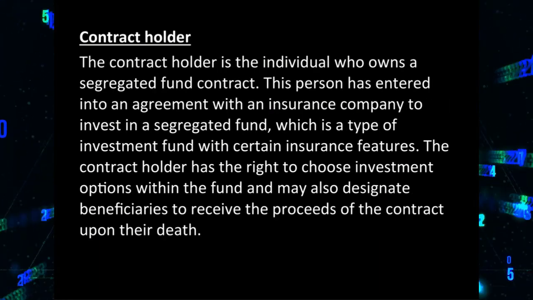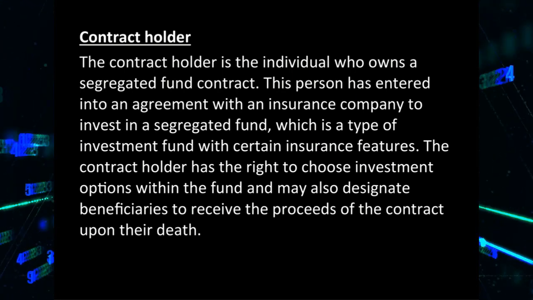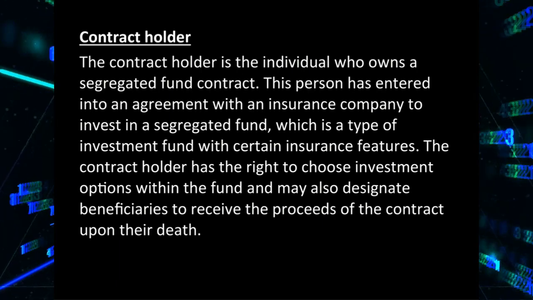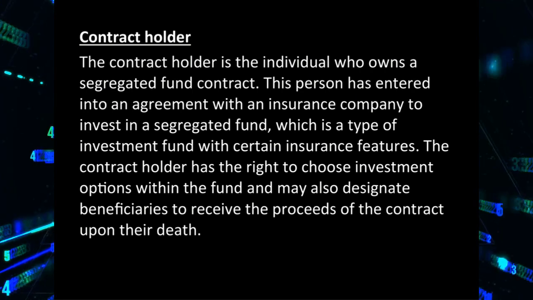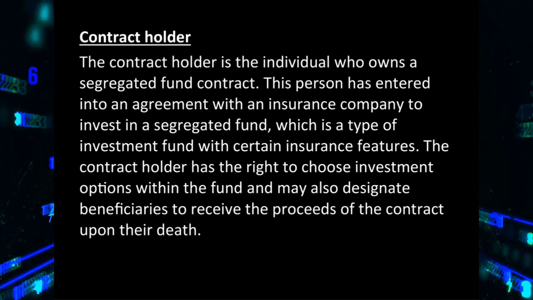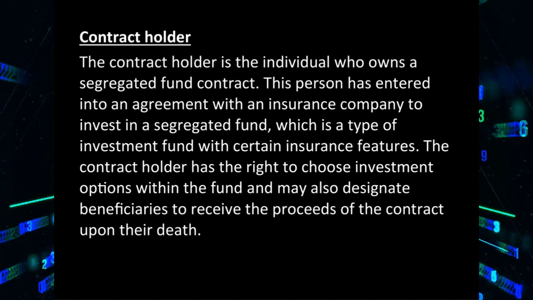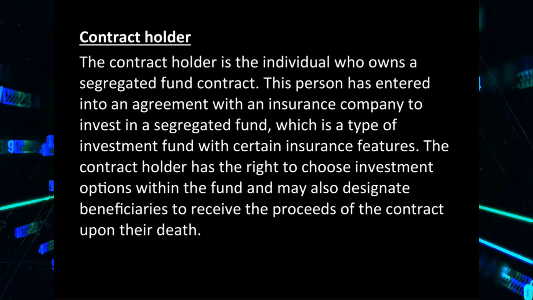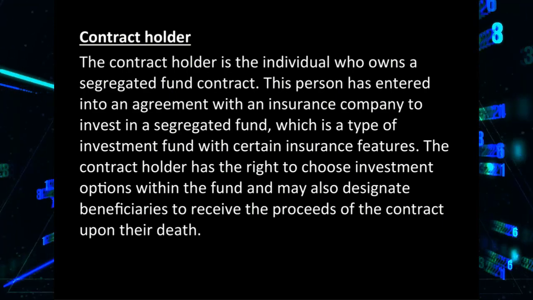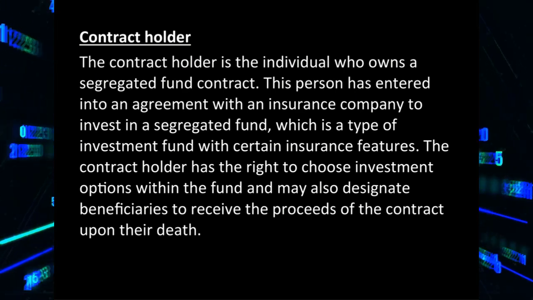Contract holder. The contract holder is the individual who owns a segregated fund contract. This person has entered into an agreement with an insurance company to invest in a segregated fund, which is a type of investment fund with certain insurance features. The contract holder has the right to choose investment options within the fund and may also designate beneficiaries to receive the proceeds of the contract upon their death. The contract holder is responsible for making contributions, monitoring the performance of the fund, and making decisions regarding withdrawals and other contract-related matters.